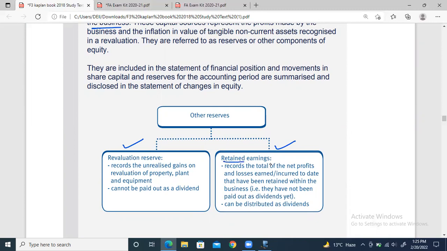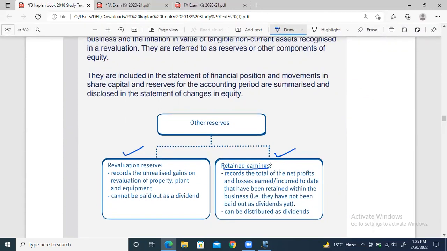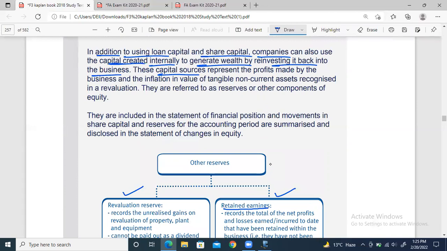Some companies in real life also use retained earnings for financing. And I told you, what does retained earnings contain? It contains the previous profits that are reinvested back into the business. Now, these capital sources represent the profits made by the business and the inflation in value of tangible non-current assets recognized in a revaluation.